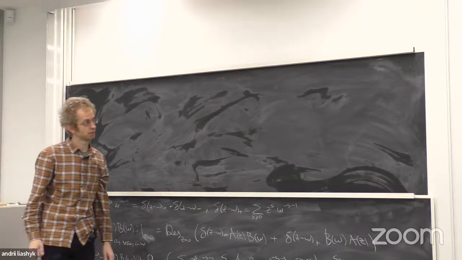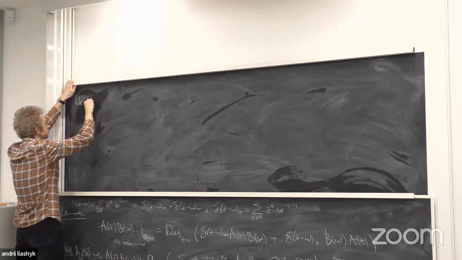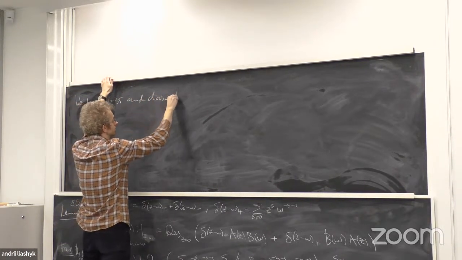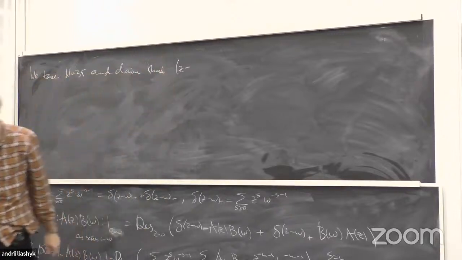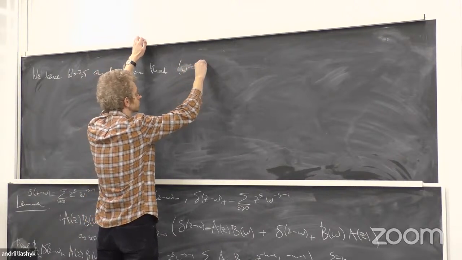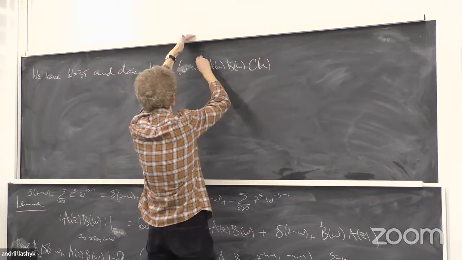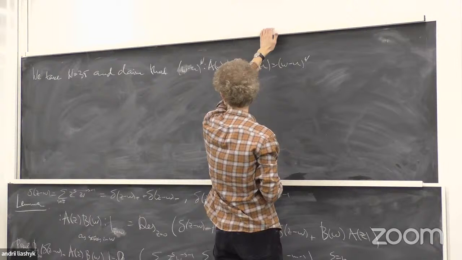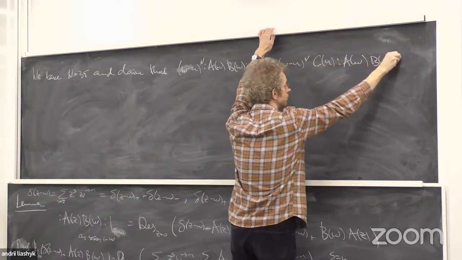So we claim that we take n equals 3R and claim that (Z minus, how should I put it, W minus U) to the n, A of W, B of W, C of U equals C of U, A of W, B of W. Okay.